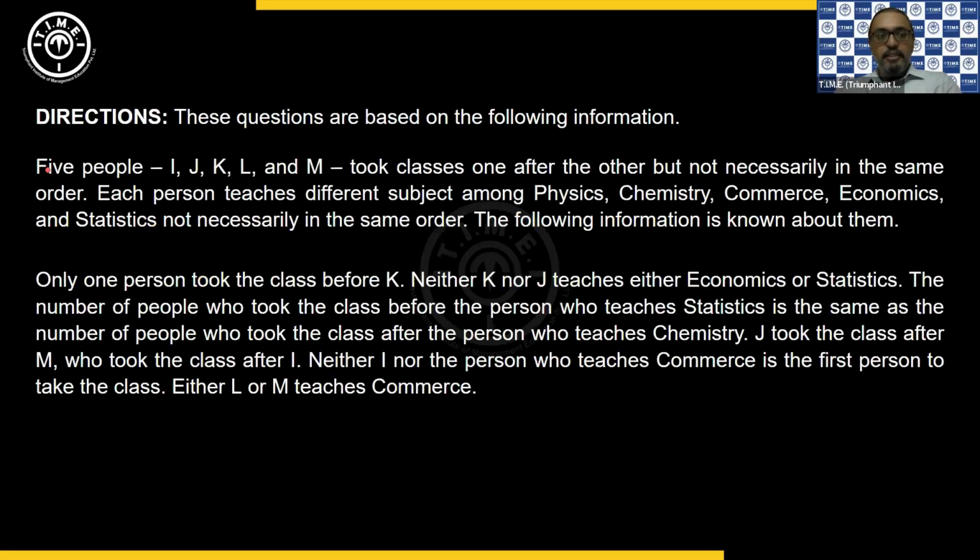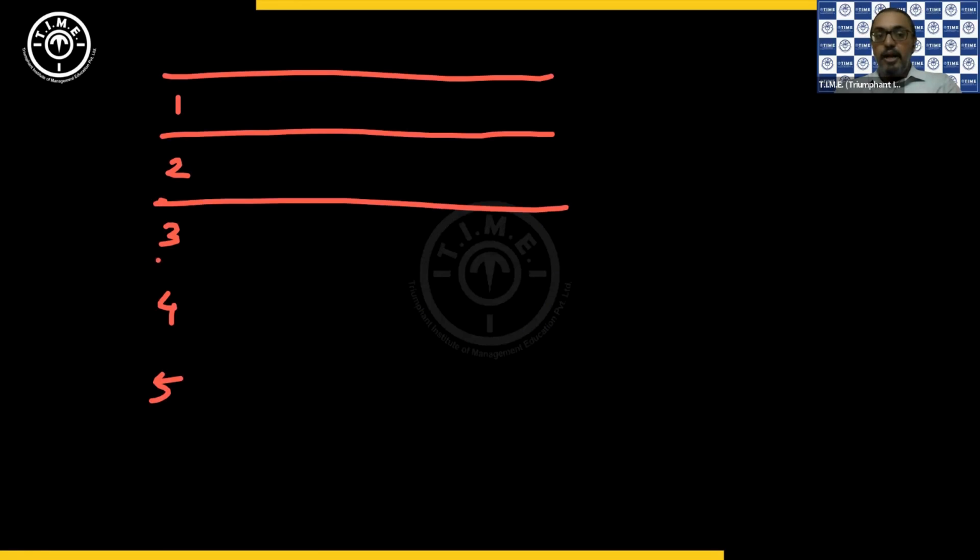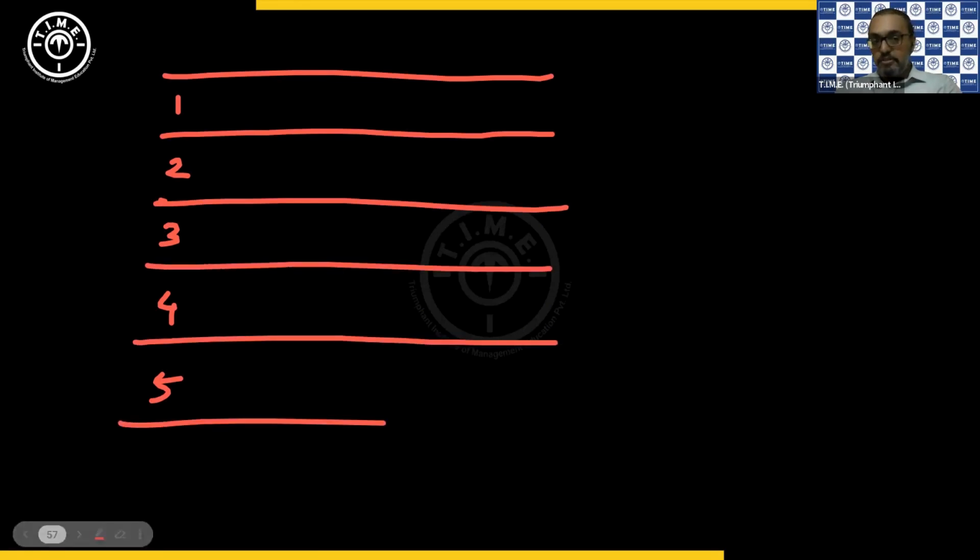Moving on. 5 persons, I, J, K, L, and M, took classes one after the other, not necessarily in the same order. Each person teaches a different subject among physics, chemistry, commerce, economics, and statistics, not necessarily in the same order. This is an equal distribution question, but we cannot fix the persons. We can only fix the positions, one after the other. So I don't know who is giving first the lecture and what is the order of the person. So we can only give the numbers.